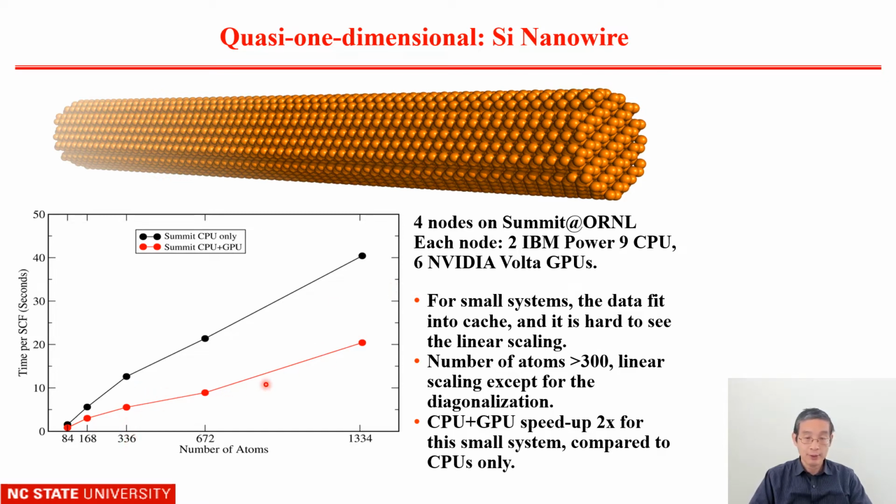And for sure, the diagonalization does not scale linearly now. Also, this is a CPU-only calculation. This is CPU plus GPU. Overall, we have a 2 times speedup if we use a GPU.